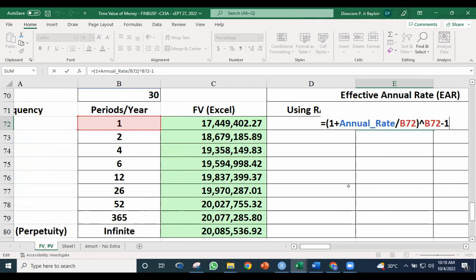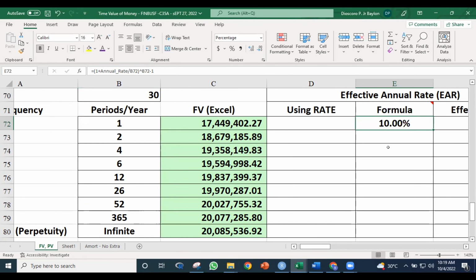All right. So the effective annual rate for annual compounding is the same as the nominal rate, 10%, since the compounding is just once. Okay? The effective annual rate, if we're using annual compounding, will be the same as the nominal rate. But when we go here, for semi-annual, the effective rate is actually 10.25%.